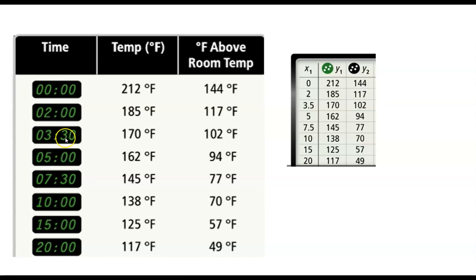Now, 3 minutes and 30 seconds, we're not putting 3.3. 30 seconds is half of a minute, so that's 3.5. 7 minutes and 30 seconds is 7.5 minutes. So those are our X values that we're putting in, and then the Y values we're putting in are for our target above 68 degrees.